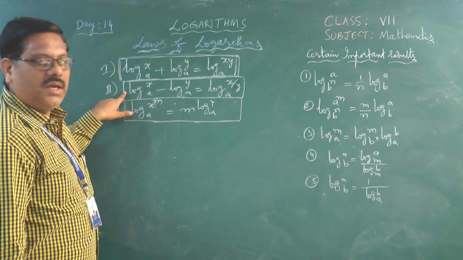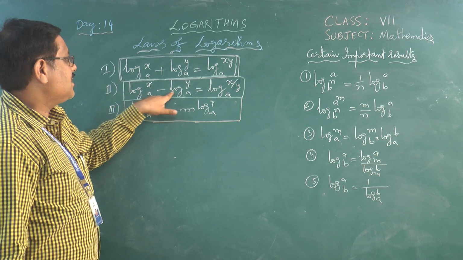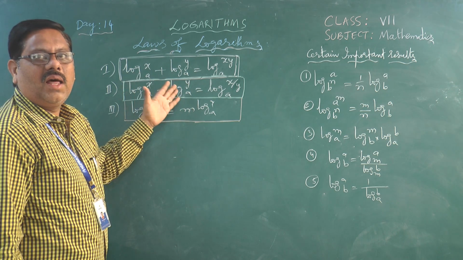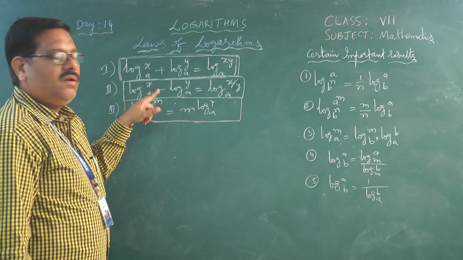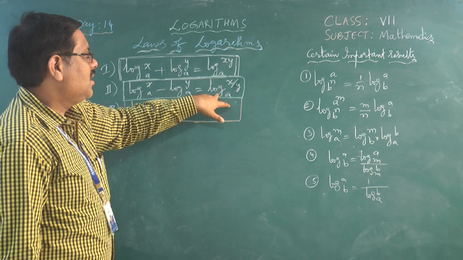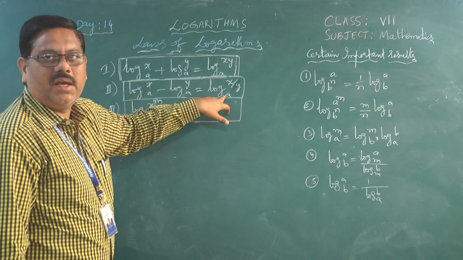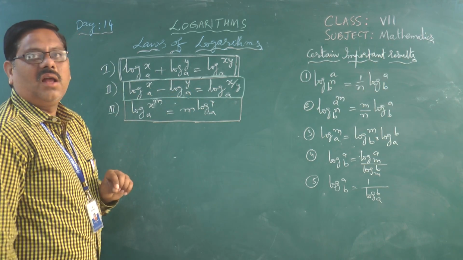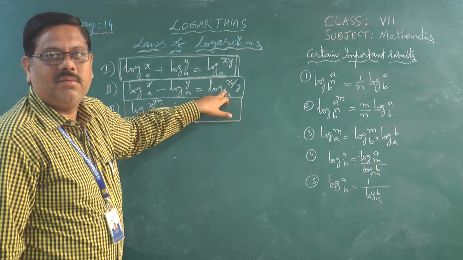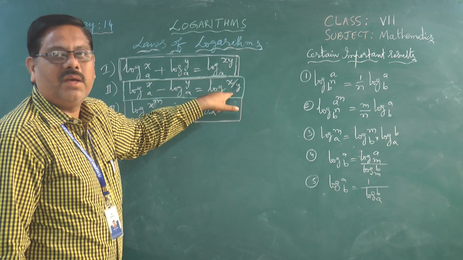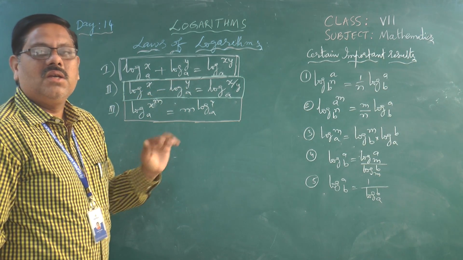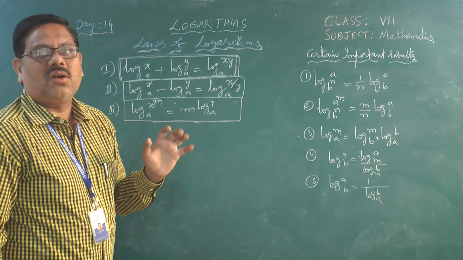Next, second one, if you see, log x to the base a minus log y to the base a, means if you are subtracting one logarithm from the other, okay, where if you observe here both have the same basis, then we can write it as log x by y to the base a. So this is called as law of subtraction, or this is quotient law, because log x by y to the base a is equal to log x to the base a minus log y to the base a, so this is said to be quotient law also.